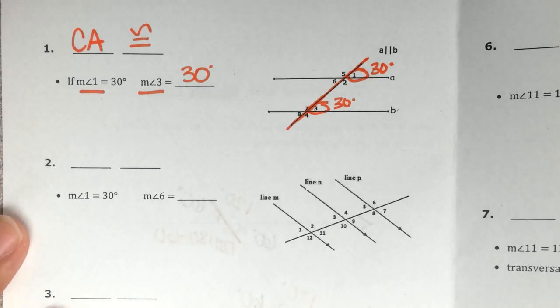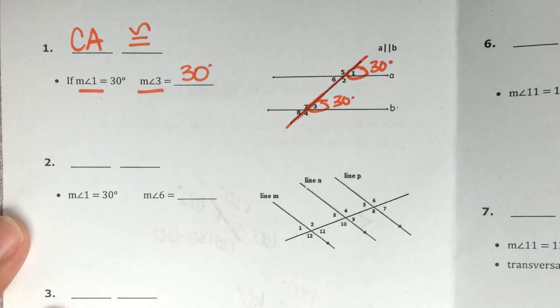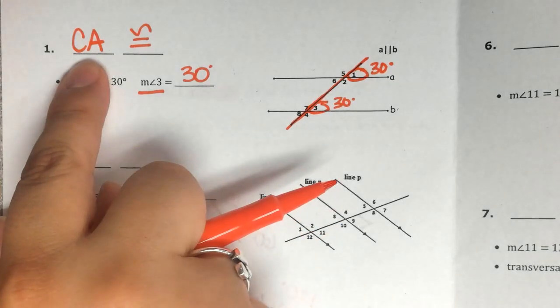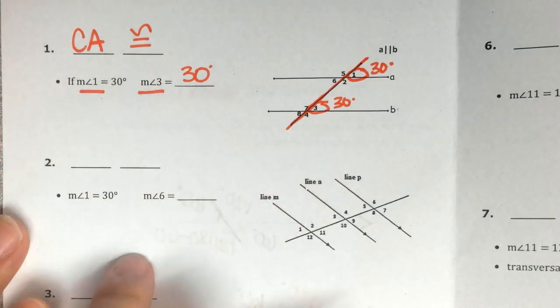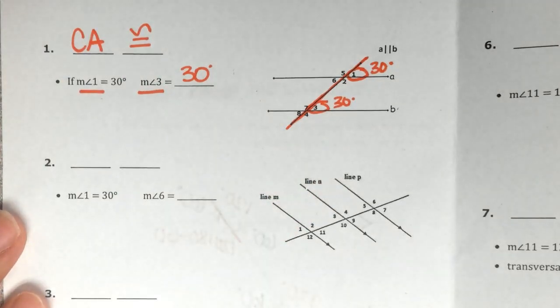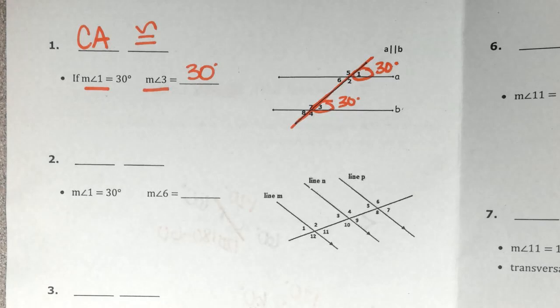Is that really all we have to do? Yes. The hardest part is going to be figuring out what type it is. Once you figure that out, you're either writing the same number or you'll subtract from 180. Do I have any questions? Did you write this down? All right, let's do the next one.